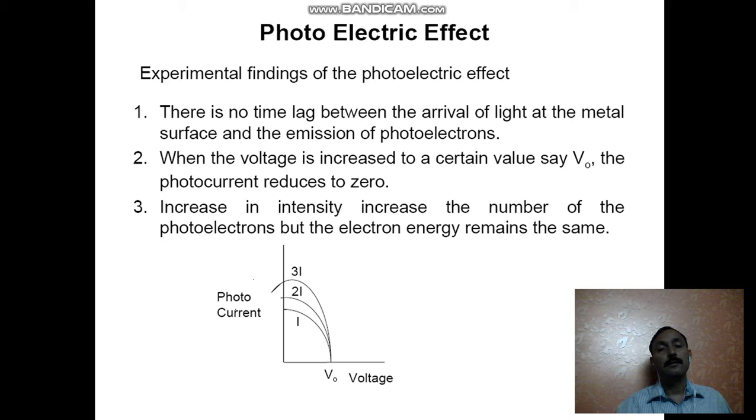Number 3, increase in intensity increases the number of photoelectrons, but the electron energy remains the same. Increase in intensity means increase in the number of photoelectrons. That means we are getting more photocurrent, but the electron energy remains the same. There is no change in the electron energy.